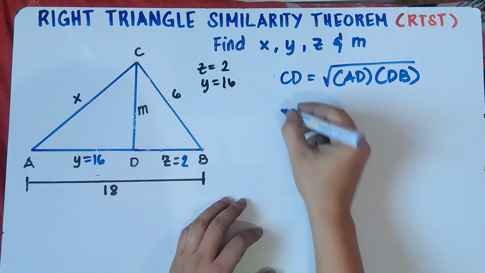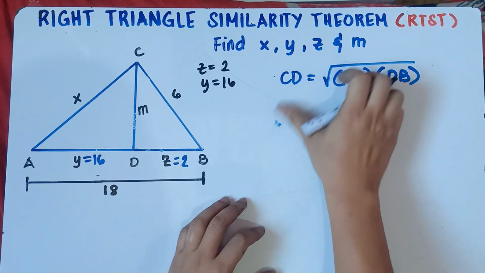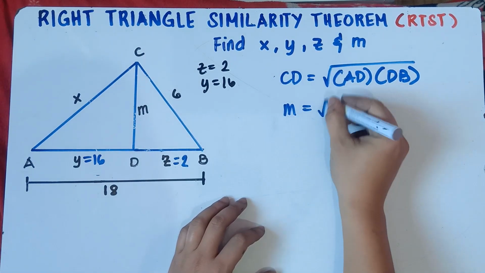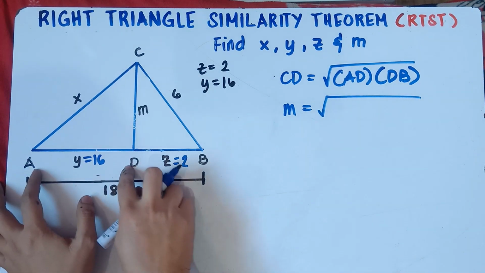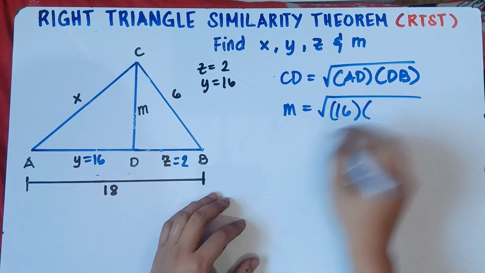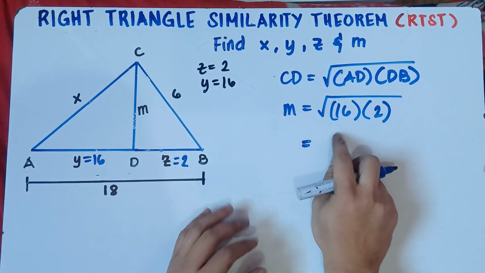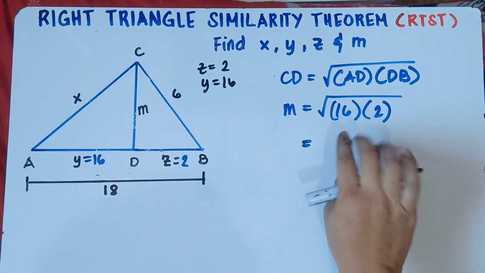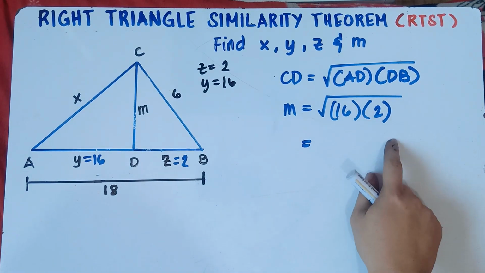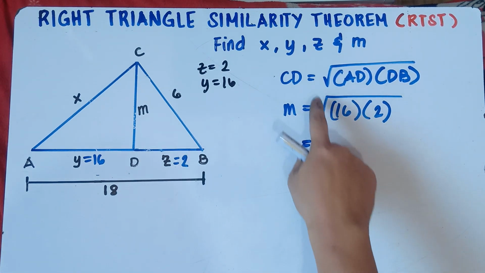Alright, so this will be CD, or CD is m, so m. Okay, so we have m is equals to the square root of AD times DB. AD is 16, times DB is 2. Now, in this scenario, class, before multiplying 16 times 2, you always check if there is a perfect square. Why is that, sir? Because if there's a perfect square, we can put it outside the radical symbol.